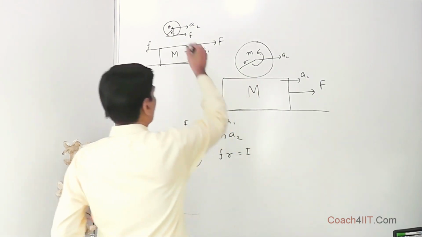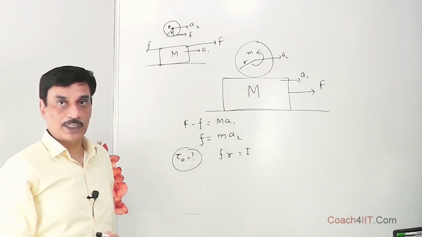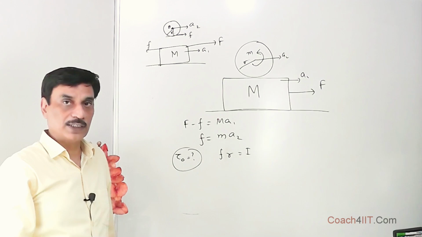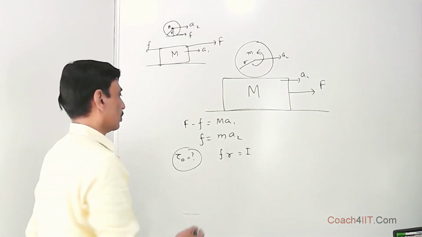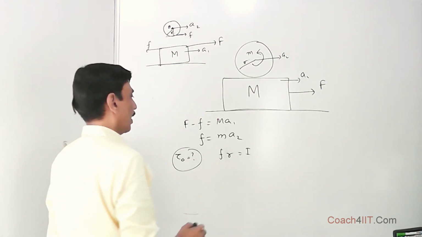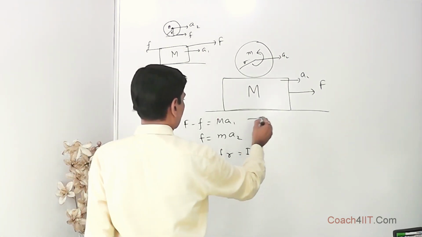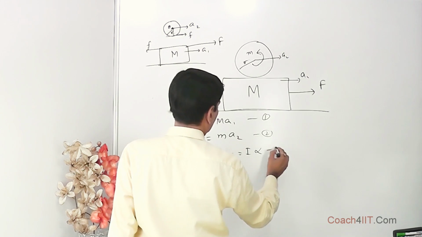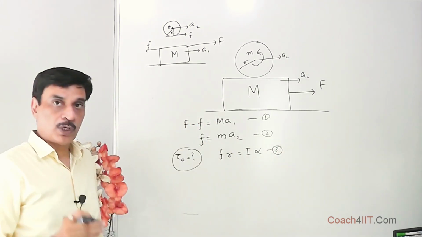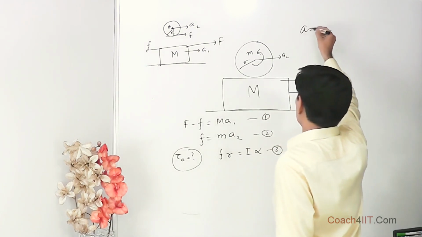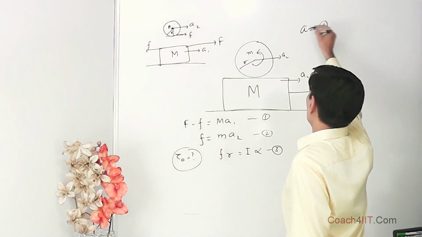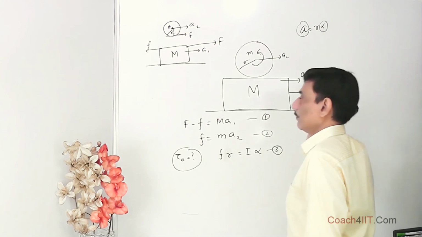If this is a solid sphere, you can put I as 2 by 5 mr square. If this is a hollow sphere, you can put it as 2 by 3 mr square. If this is a disk, you can put it as mr square by 2. So let's write it as I only, I into alpha. So this is equation number 1, this is equation number 2, this is equation number 3. Now one more equation we can have is the relationship between the linear acceleration, that is tangential acceleration, and the angular acceleration. What is the relationship? A is equal to R alpha.